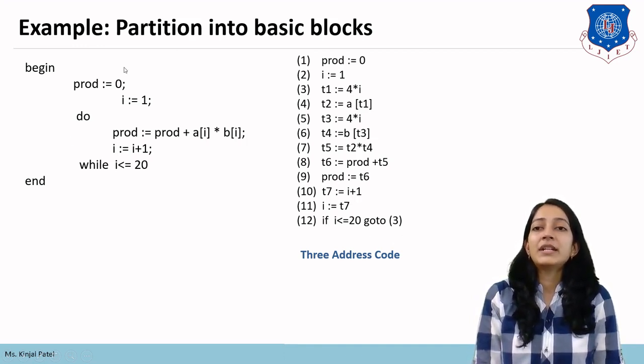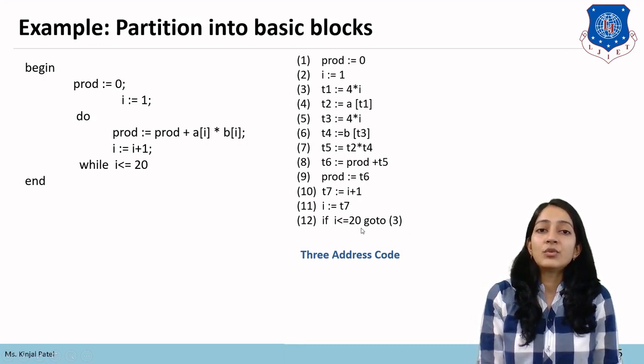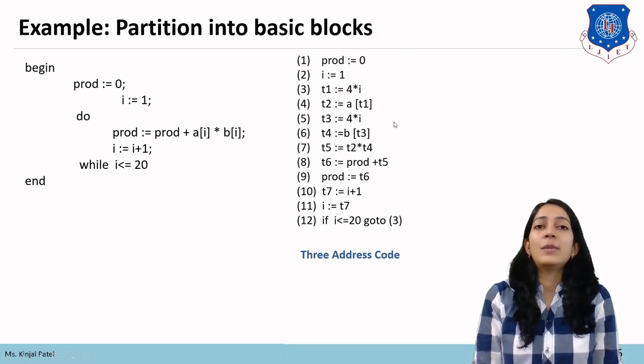So we have converted this code into a sequence of three address code, but this sequence contains a conditional go to: if the condition I less than or equal to 20 holds, then go to 3. So this is not a continuous execution; there is a flow of control which can go to another statement. So we need to partition this three address code into basic blocks.